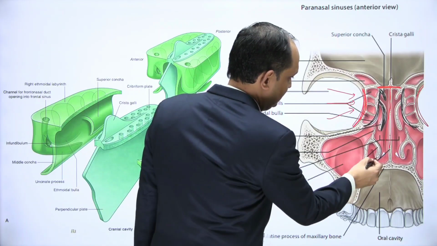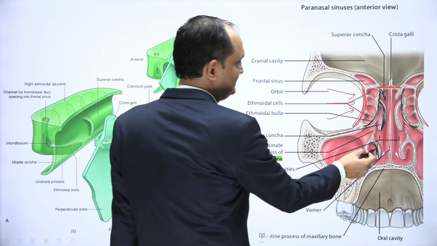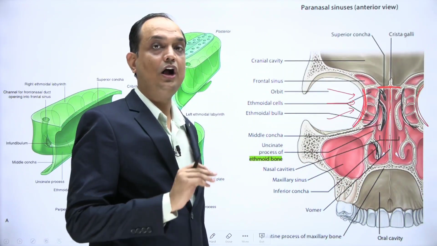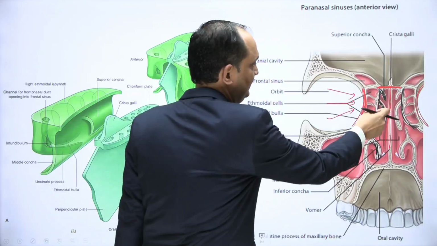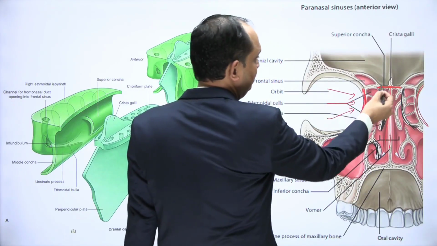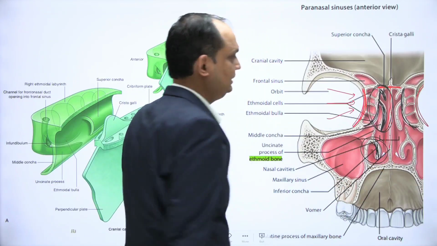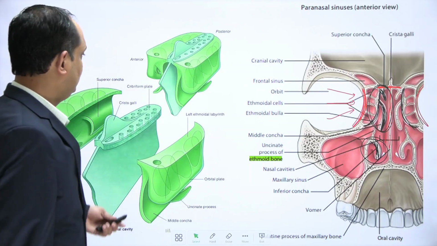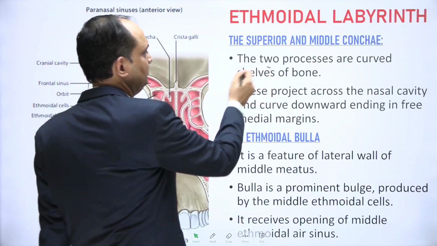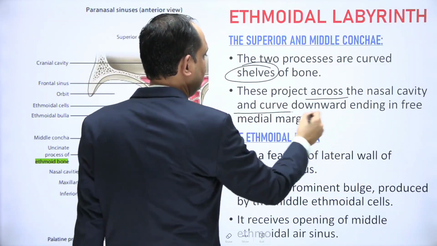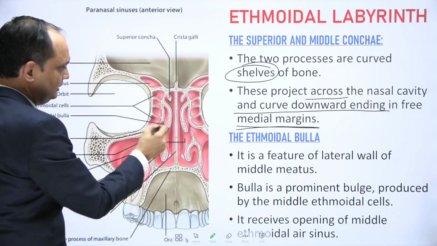You have one more projection here in the lower part of the lateral wall. But my dear friends, you have to keep in mind that this is the inferior nasal concha, which is not a projection of the ethmoid bone. There are three projections in the lateral wall of the nose: superior, middle and inferior concha. Out of these, superior and middle are part of your ethmoid bone, but the inferior nasal concha is an independent, separate bone. The superior and middle nasal conchae are shelves of bone. They project across the nasal cavity and curve downward, ending in free medial margins. So these are the free margins which turn on the inner side.